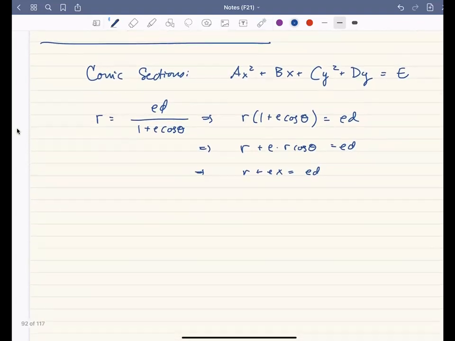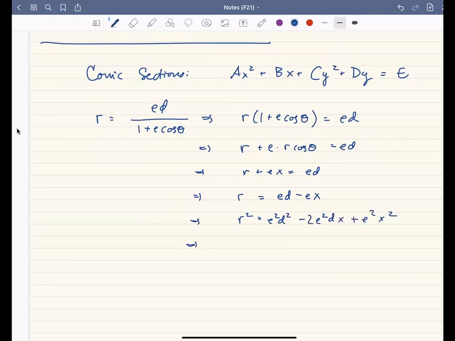And then what I want to do is move the x term over, because r is going to be kind of an ugly expression, but r squared is nice. So to square both sides, I'm going to solve for r. And therefore, r squared is going to be this left term squared. So I might as well just write it all out completely. This is e squared d squared minus 2e squared dx plus e squared x squared.